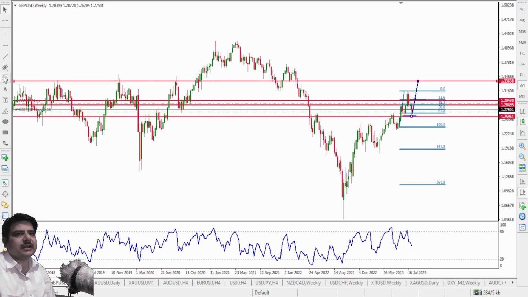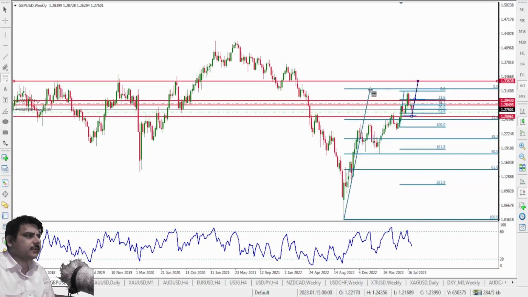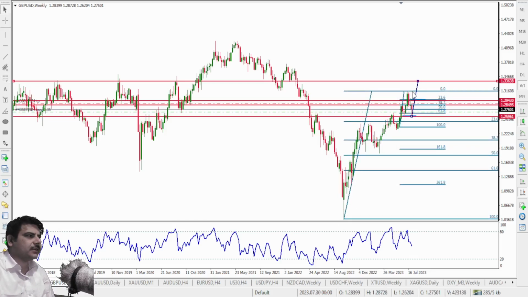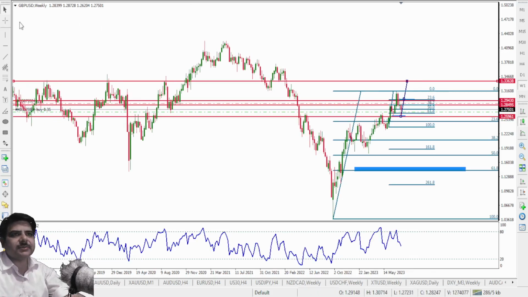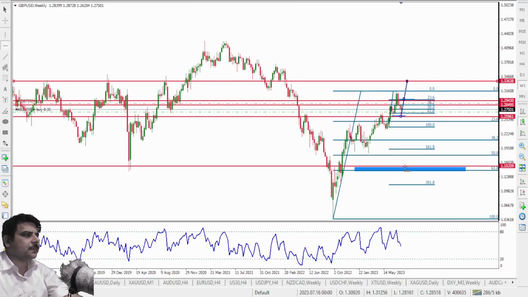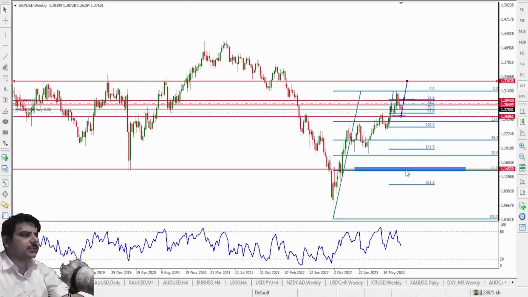So to me, I definitely will assume that since we have a bullish market from right here till there, this bullish market will have its own 61.8% retracement, which comes right here near 1.14550. So now let's see if we get this correction or not.